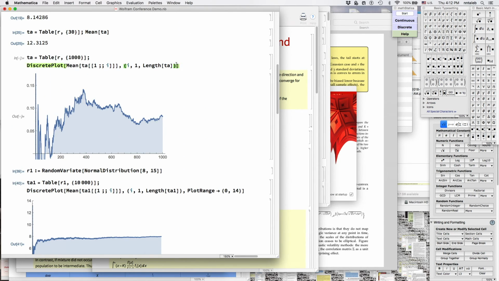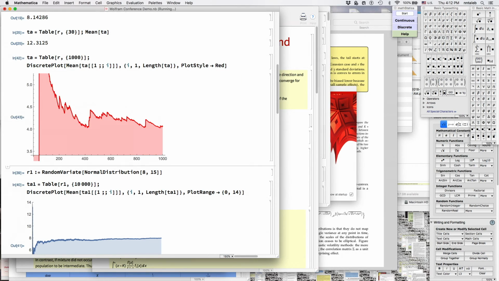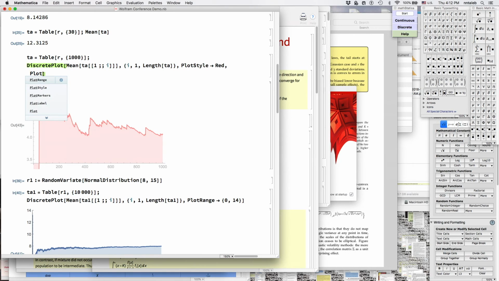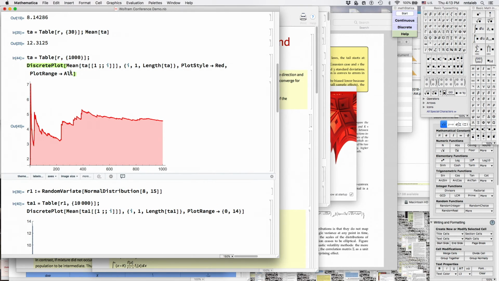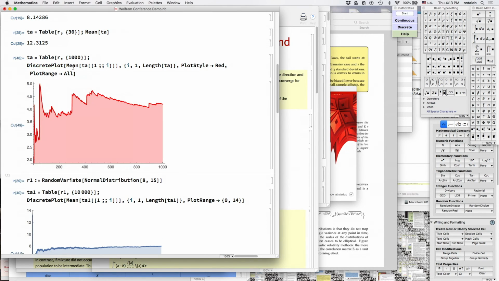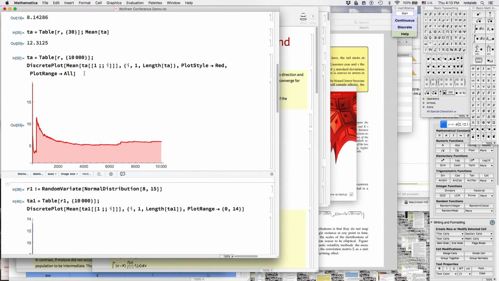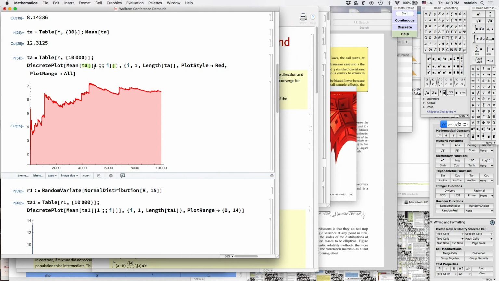Given that I don't like the blue color that comes with Mathematica, plot style red, particularly since it's justified in this case. Plot range all. Okay, there you go. This is the mean for the Gaussian. This is what the mean does, even if we went to 10,000, for Pareto 80/20.